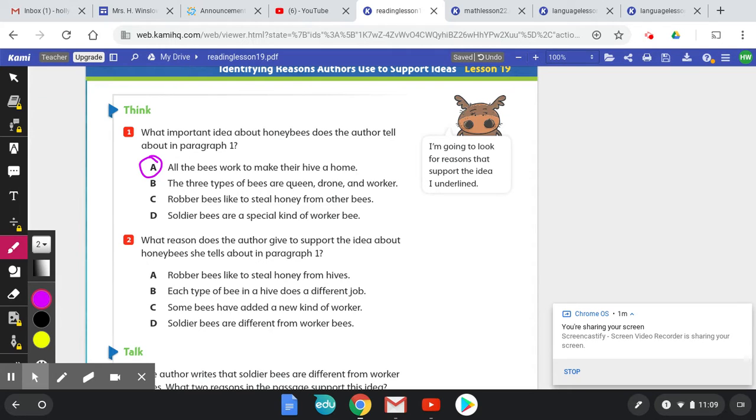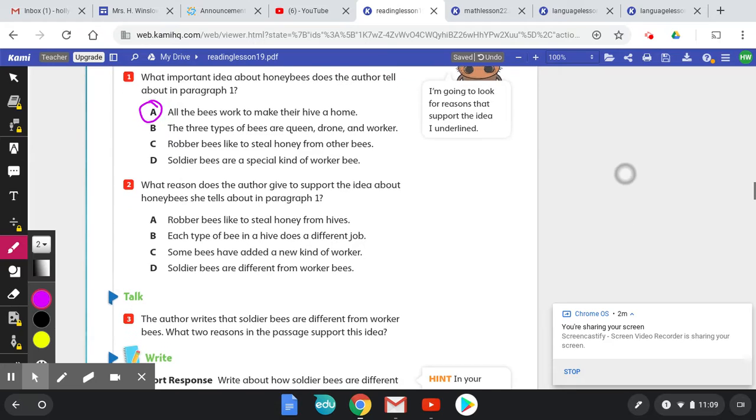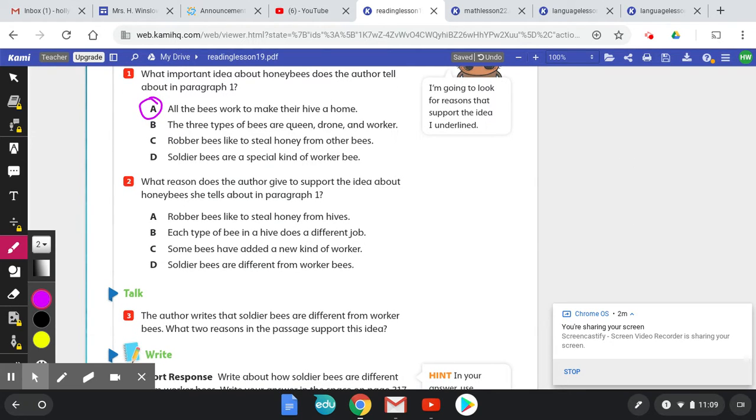Number 2, what reason does the author give to support the idea about honeybees that she tells about in paragraph 1? So what's the reason that she gives to support that idea? We said that all the bees work to make their hive a home is the main idea. So you should have chosen B, that each type of bee in a hive does a different job.